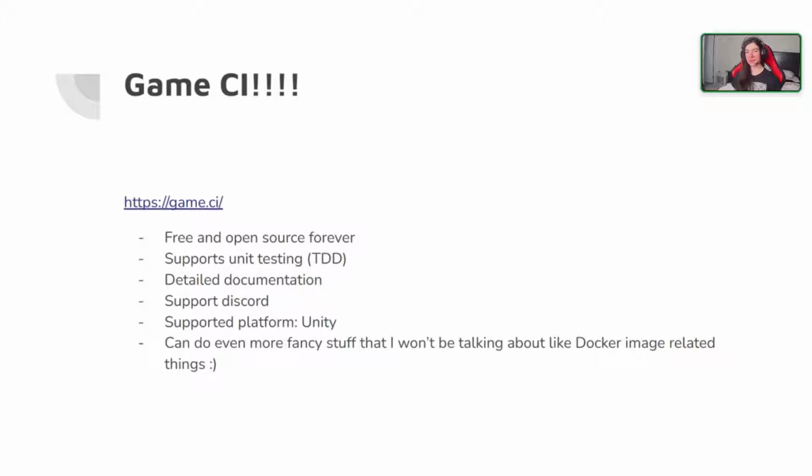You can test internally. One way you're going to want to do that with Unity and GitHub is with this library called Game CI. It's great because it's free and open source. It's super well documented. It supports unit testing for test-driven development. There's a whole Discord. It only supports Unity right now, which kind of sucks.